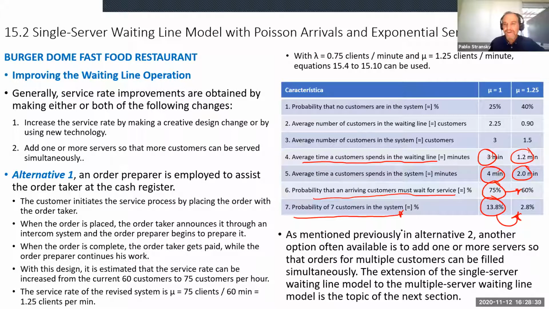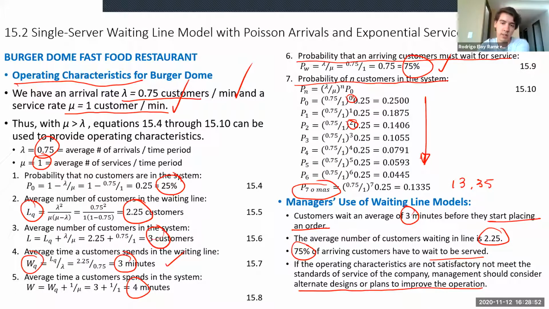Teacher, yes, I have a question with that number 7, but in the last slide, why with 7 customers was 13.8 and with 6 was like 4%? Yes, me too. I did the math and it's like 0.033. What's the difference between this one and this one?